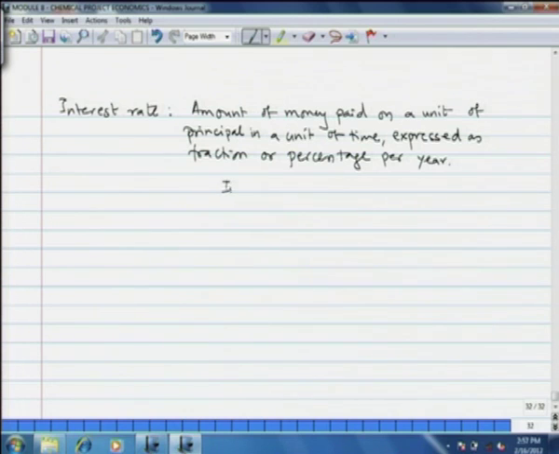Now, interest could be calculated in two ways. First is the simple interest and second is compound interest. Simple interest could be defined as compensation payment at a constant interest rate based only on the original principal.